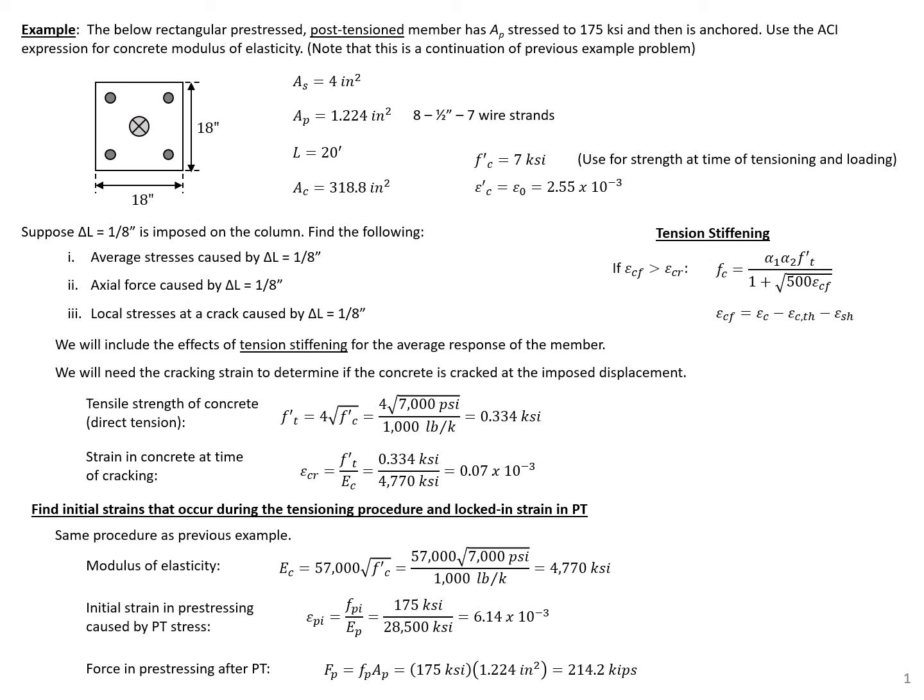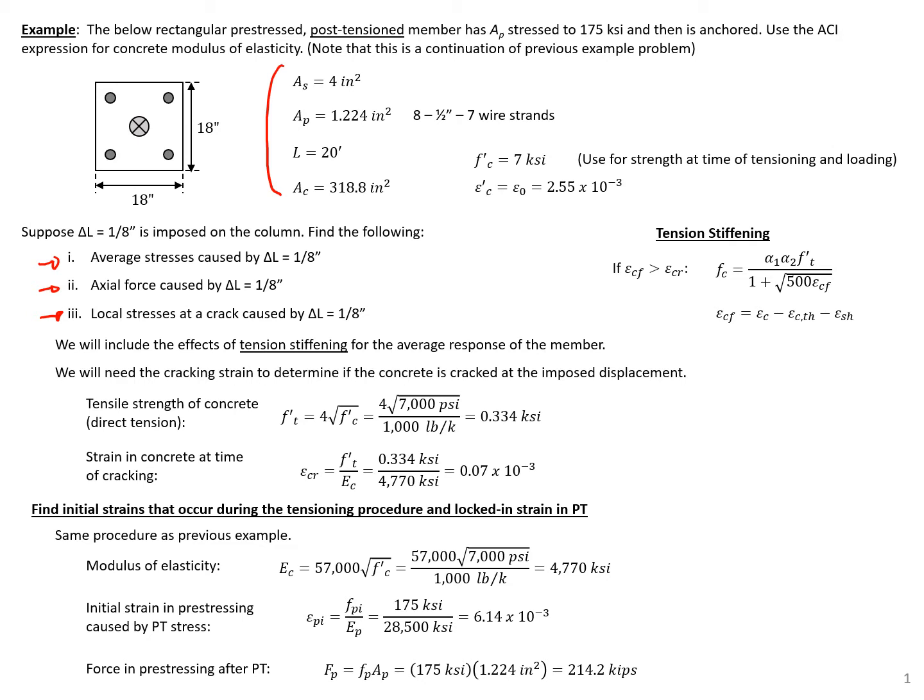In this example problem, we'll be looking at the same section that we have been looking at for the previous example problems. This square section, 18 by 18 inches with a given area of steel, area of pre-stressing, and area of concrete. What we'll do in this example is find the average stress caused by a 1/8 inch imposed deflection on the column, the axial force at that 1/8 inch, and then the local stresses at a crack caused by this 1/8 inch forced displacement.